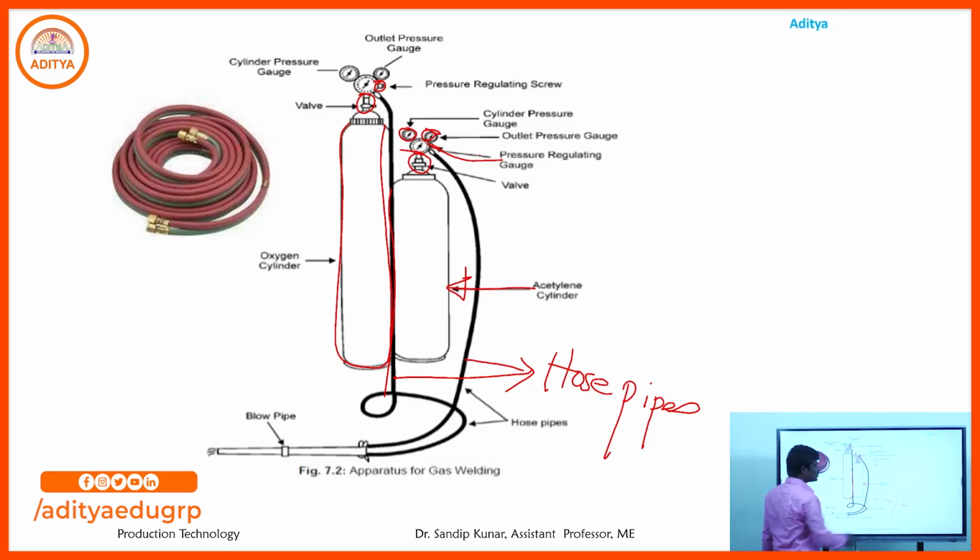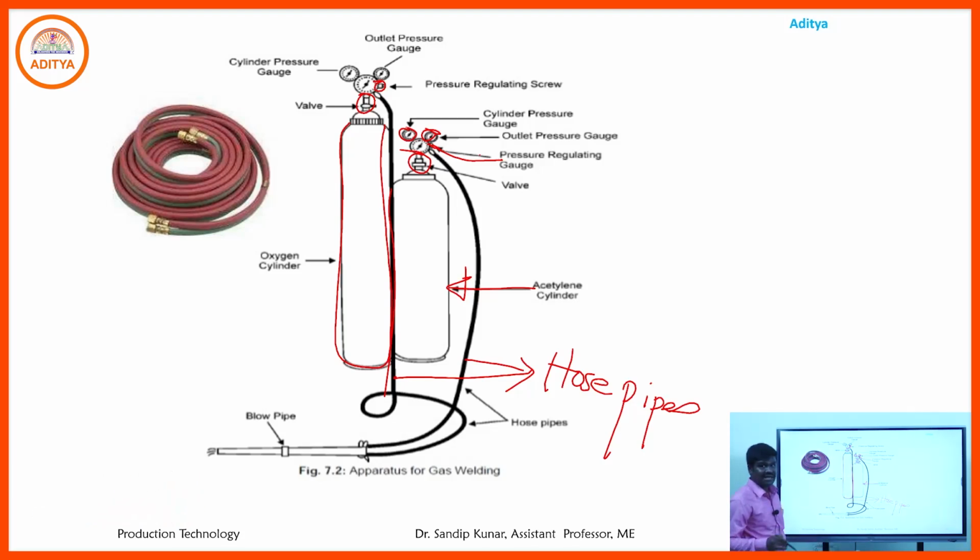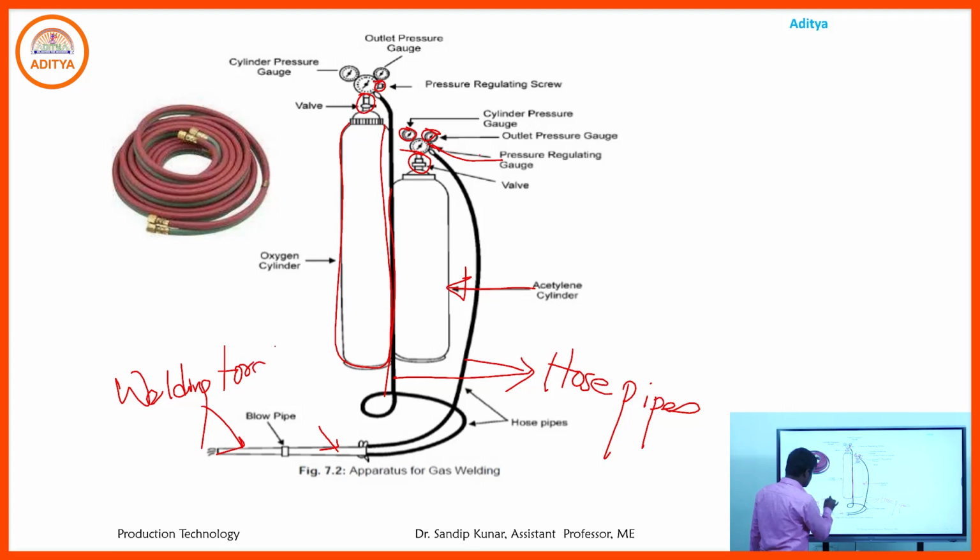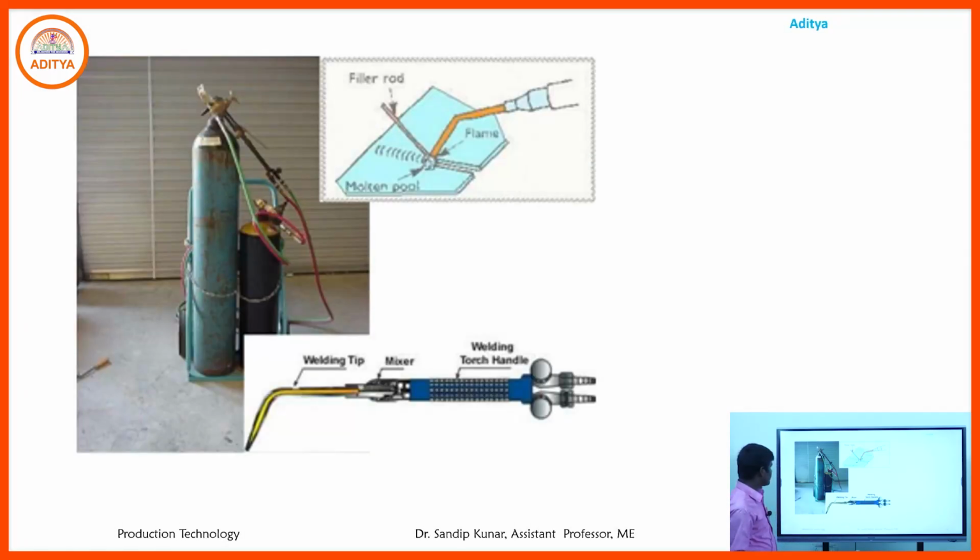Now that is the hose pipe, and through the hose pipe we send the oxygen and acetylene to the mixing torch. Here that is the welding torch, and that is the blow pipe, and here they will be mixed. Then using some burning device, that gas will be burned. After burning, we melt the parent metal, and then we do the welding.